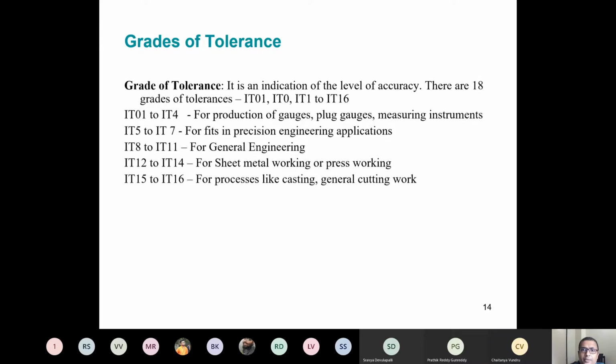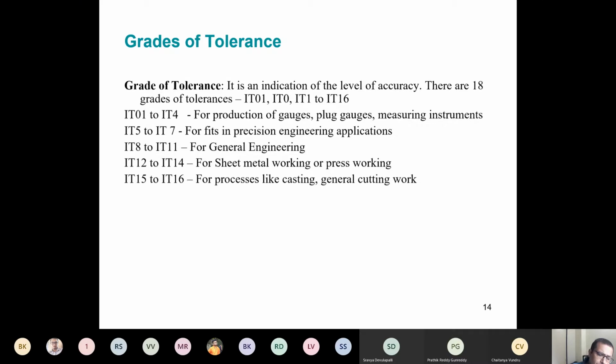So this is where we ended, primarily on the grades of tolerances. We are talking about what the tolerance grades are.